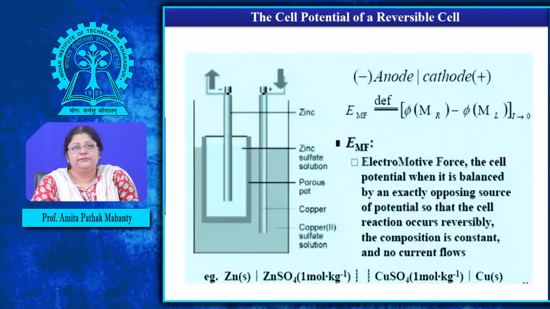And how do we find out the EMF? The electromotive force, the cell potential, is found when you have an external source of potential exactly opposing, so the EMF generated is exactly balanced, and you will have no flow of current. The condition of no flow of current is the condition where you determine the EMF of the cell, and that is given by the potential of the right hand side minus the potential of the left hand side at the condition where current flow is 0. So this is how you define the EMF.